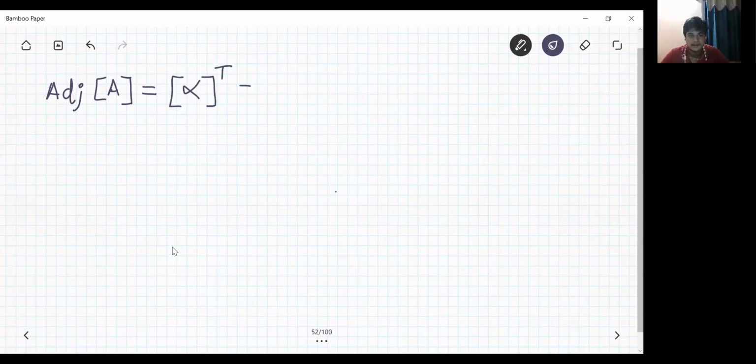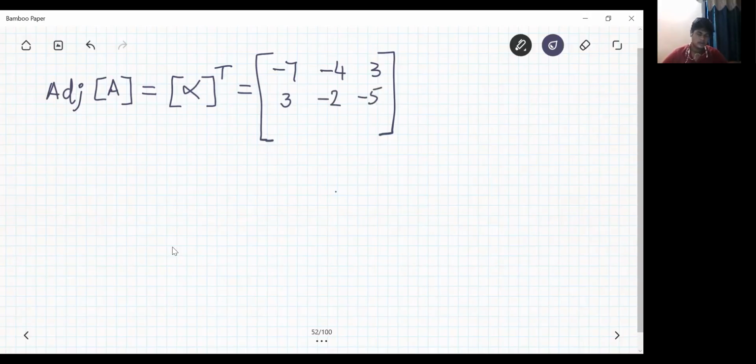alpha. Alpha transpose, the transpose of alpha. So what we got is minus 7, minus 4, 3; 3, minus 2, minus 5; 5, minus 12, 9, to the power of T. If you write T here, we have to write the transpose of that.